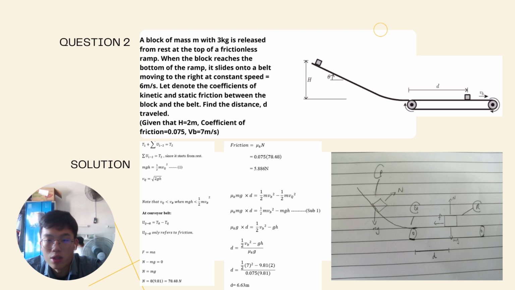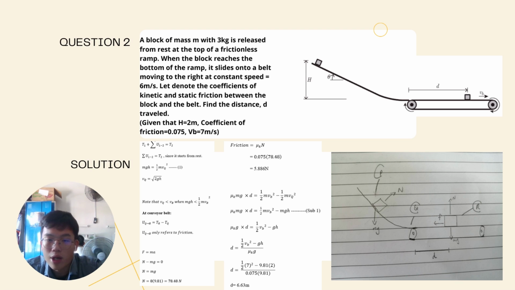We use the formula F equal to ma. N minus mg is equal to 0. So N is equal to mg, N equal to 8 times 9.81, and the normal force is equal to 78.48 Newton. For the friction, we use the formula mu k times normal force. So 0.075 times 78.48 is equal to 5.886 Newton.